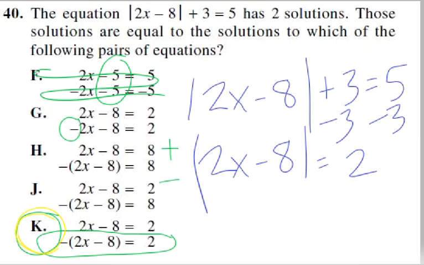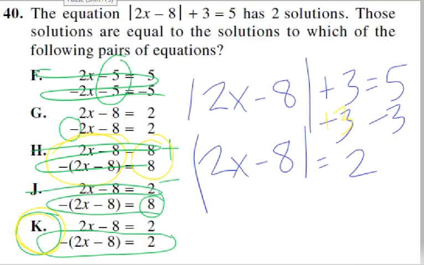We can quickly look at H. So this one, they had the right idea. This part of the question is correct, but the 8 is not correct, right? So if you would have made the mistake and added the 3 to both sides, then you could have easily gotten the H, but you needed to subtract it. So we know that H is also not correct. And then J, 2x − 8 = 2. That's looking pretty close, but then again right here, here's that 8 that makes J incorrect. And so the answer for 40 is K.